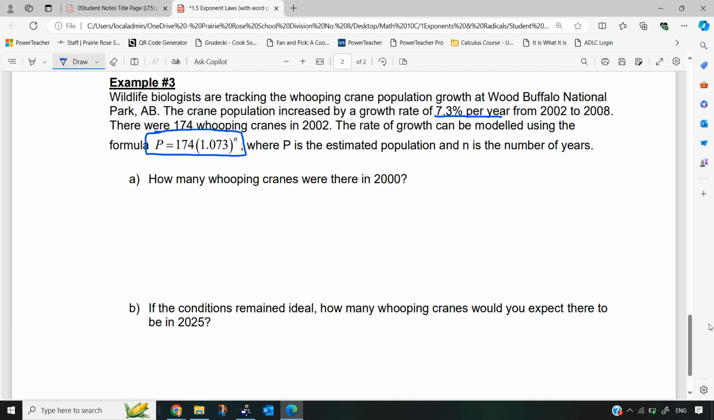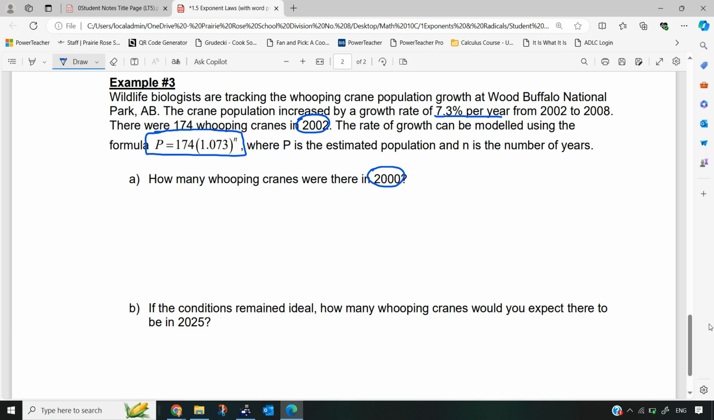Well, if this is our population in 2002, and we're being asked for our population in 2000, we're actually being asked for our population 2 years before. Now, we haven't looked at negative exponents yet, but if we're looking at 2 years into the past, that's exactly what we want to do. We want to use a negative exponent.